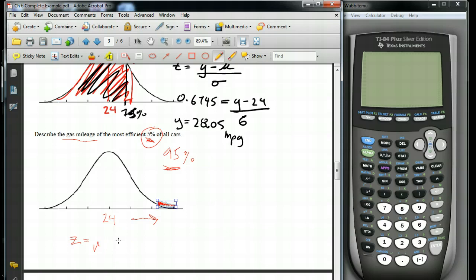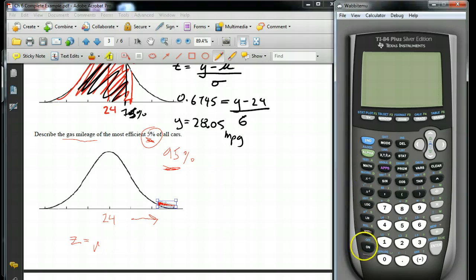Okay, Z-score, I'll ignore that little highlighted thing. The Z-score for that corresponds to 95%. Second function, VARS, third choice, inverse normal, 0.95. I'm assuming I'm going to get a really high Z-score here. We can probably do that one by hand because it should fall near the second standard deviation. So it's 1 point, so not quite there.